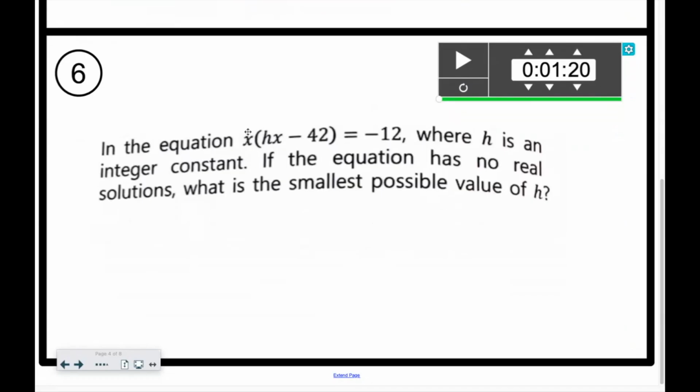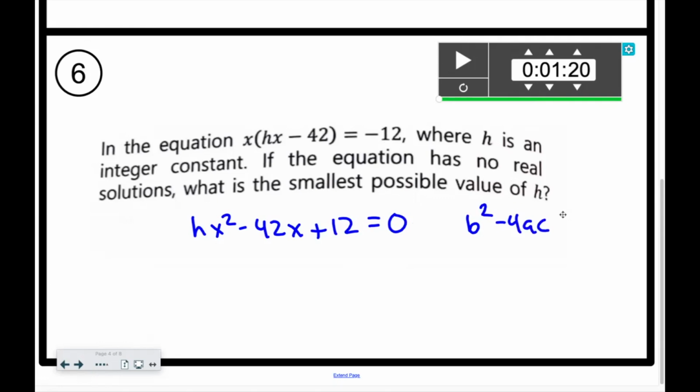So first thing, I'm going to recognize that it's quadratic. So I'm going to multiply it out. So I'm going to get hx squared minus 42x, and I'm also going to add this 12 to the other side. So anytime I'm talking about the types of solutions to a quadratic, I'm going to think of the discriminant or Desmos. But I'm going to stay away from Desmos because it's open-ended. So I have b squared minus 4ac as the discriminant.